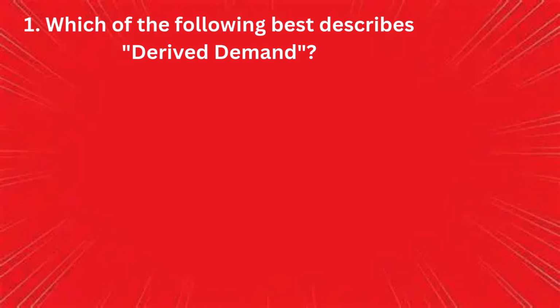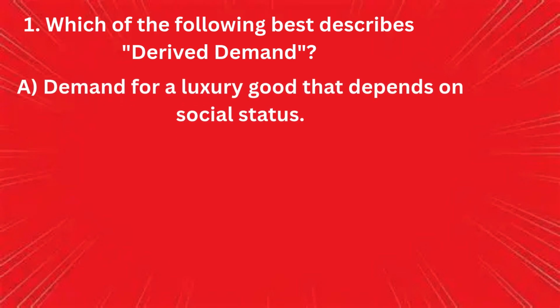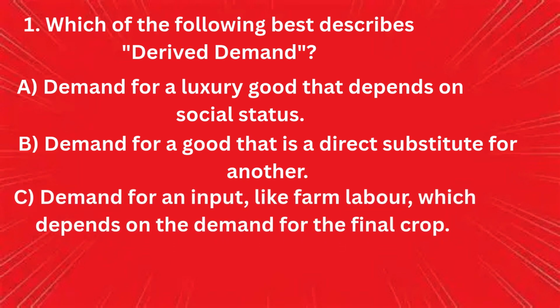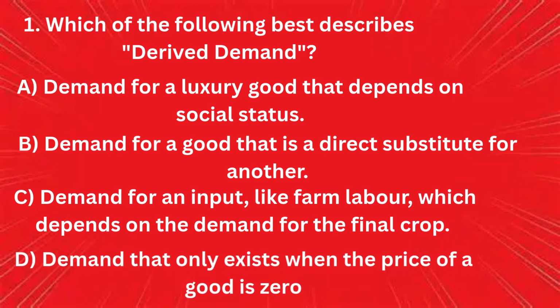1. Which of the following best describes derived demand? A. Demand for a luxury good that depends on social status. B. Demand for a good that is a direct substitute for another. C. Demand for an input, like farm labor, which depends on the demand for the final crop. D. Demand that only exists when the price of a good is zero.